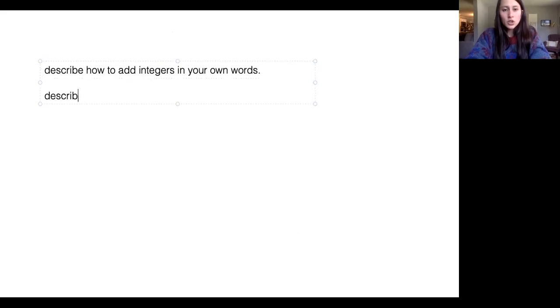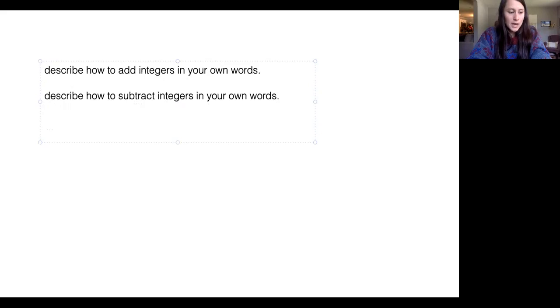And then I want you to describe how to subtract integers in your own words. So talk about that with your classmates. How do you subtract integers? What's the rule for that?